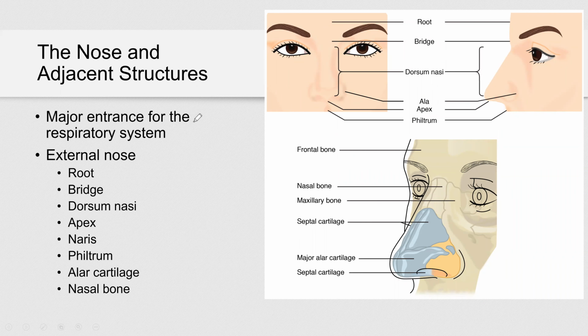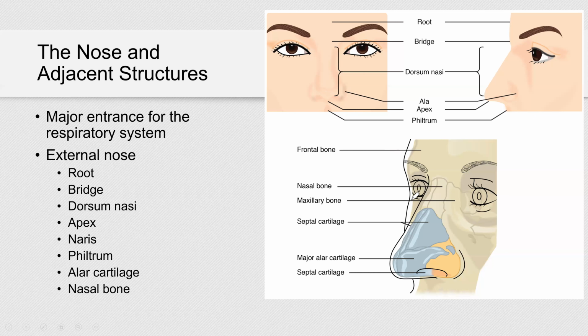Nose is a major entrance for the respiratory system, and external nose will include, so you can look over here, root, right? Bridge, dorsum nasi. Now this is called ala. This is called apex, right? This over here, like a little line that goes from nose to your mouth, called philtrum.